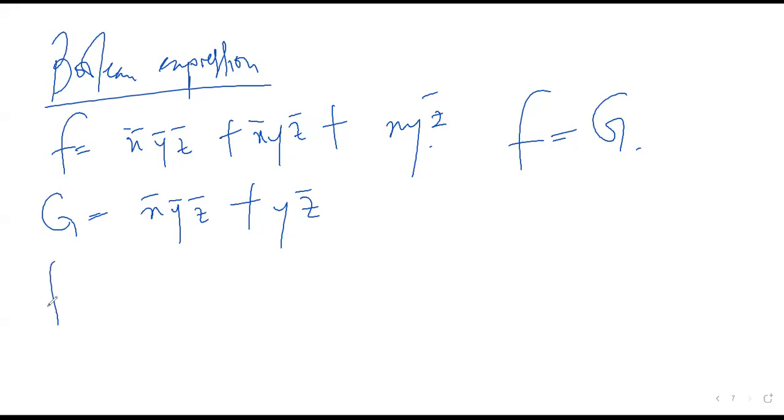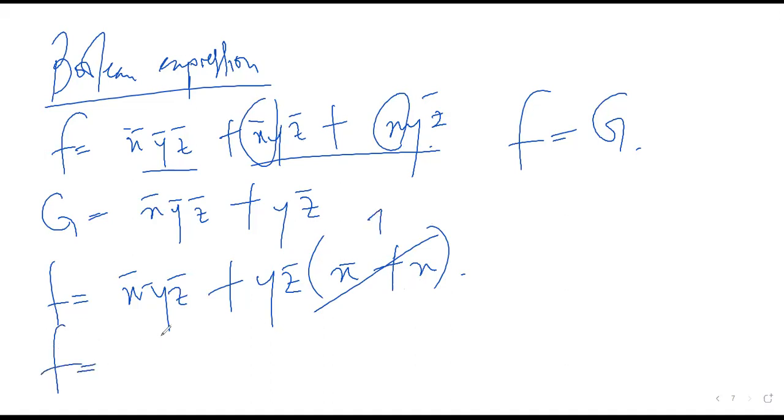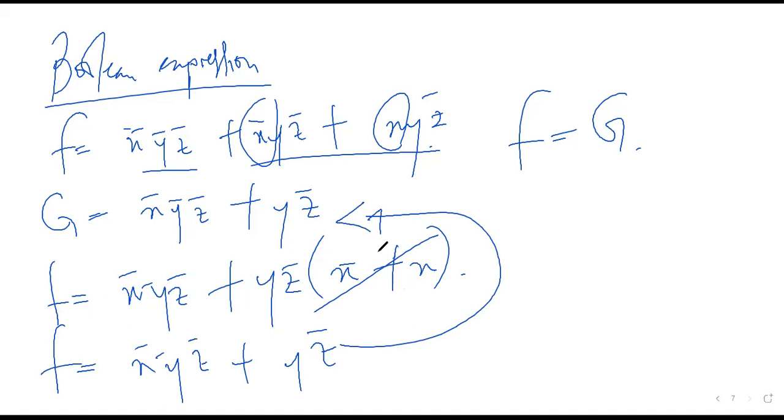If I simplify F, this part remains the same, X Y Z bar. But for the other two, if I put Y Z bar out of the bracket, I get X bar plus X. Then X bar plus X is equal to 1. So F is also equal to X bar Y Z bar plus Y Z bar, which is the same as G. You can prove these two functions are the same, although the expressions were not the same.